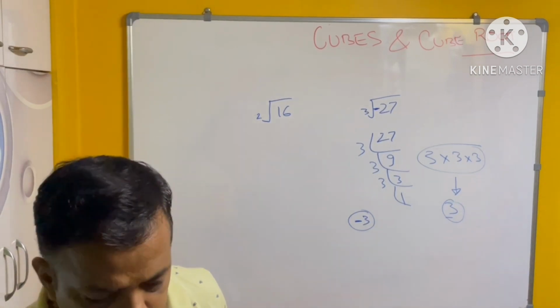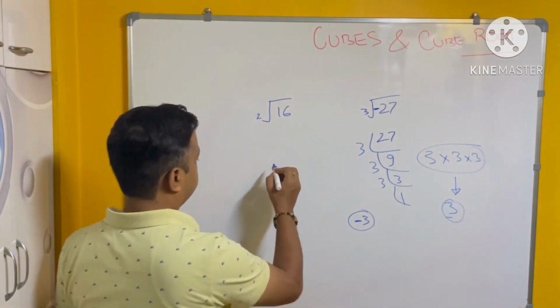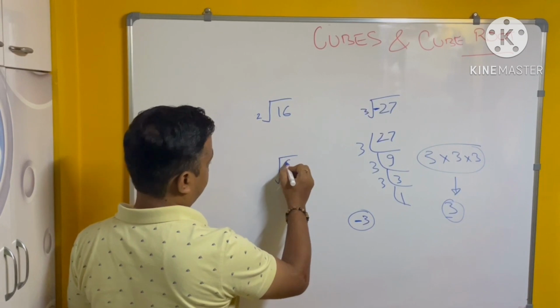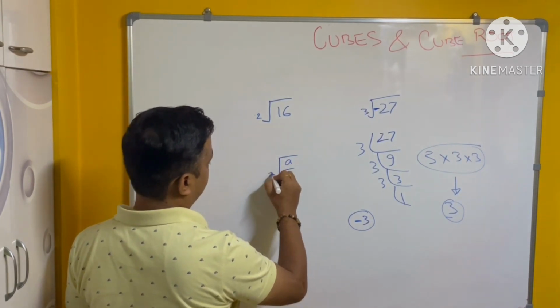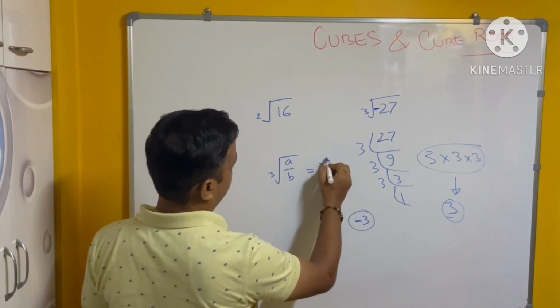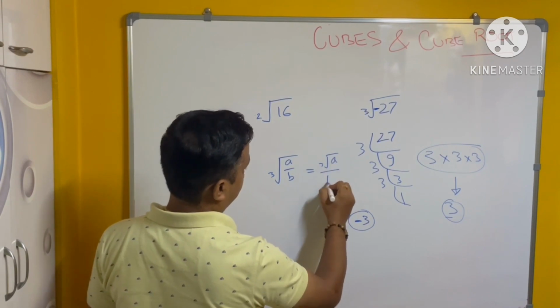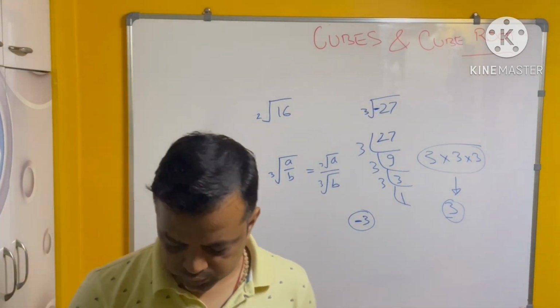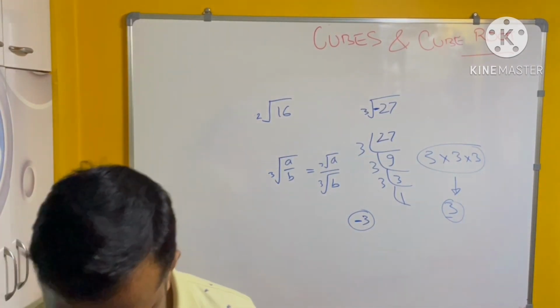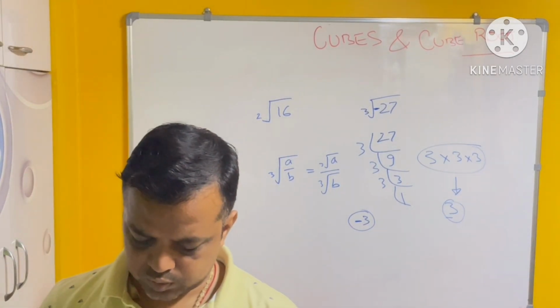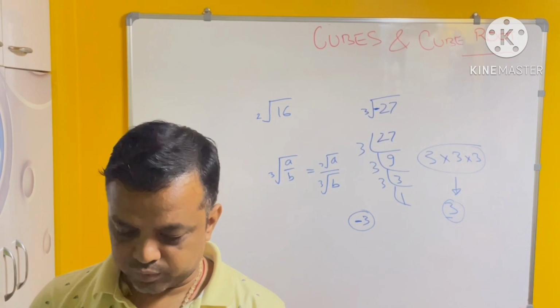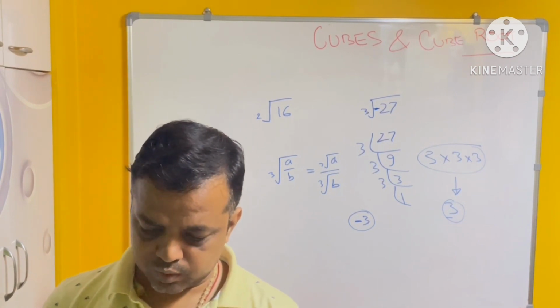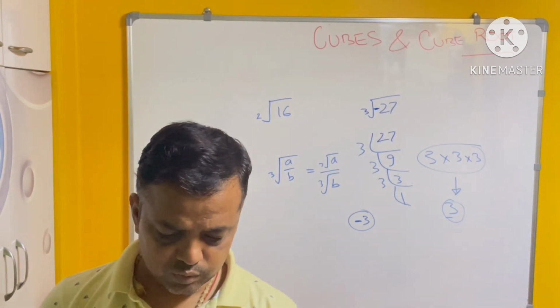Okay, again the cube root of a fractional number equals cube root of a over cube root of b. Okay, this is our cube root of a rational number. Okay, so it is done.